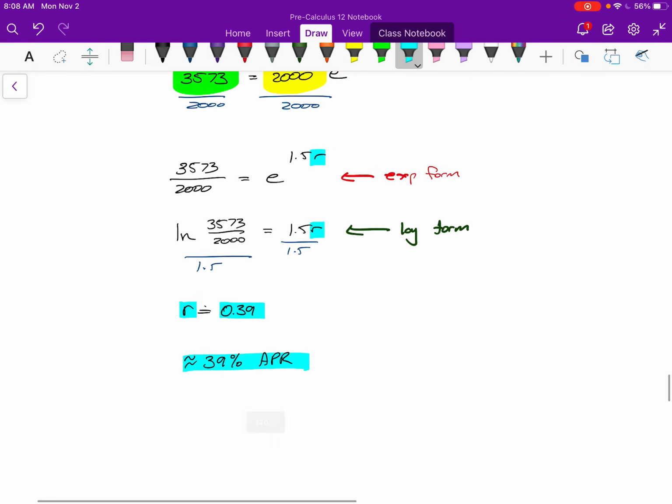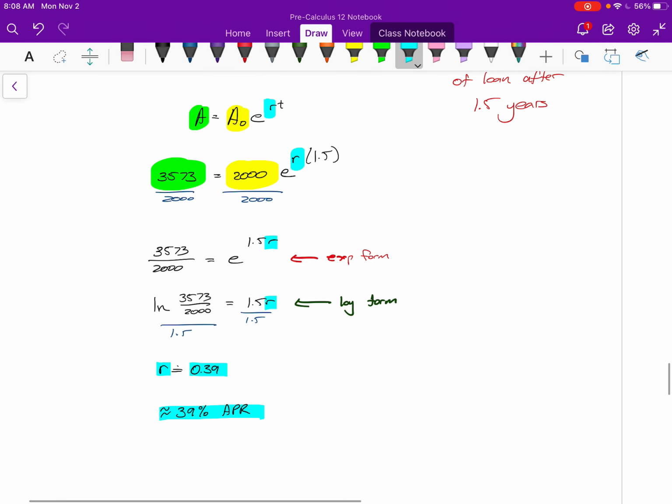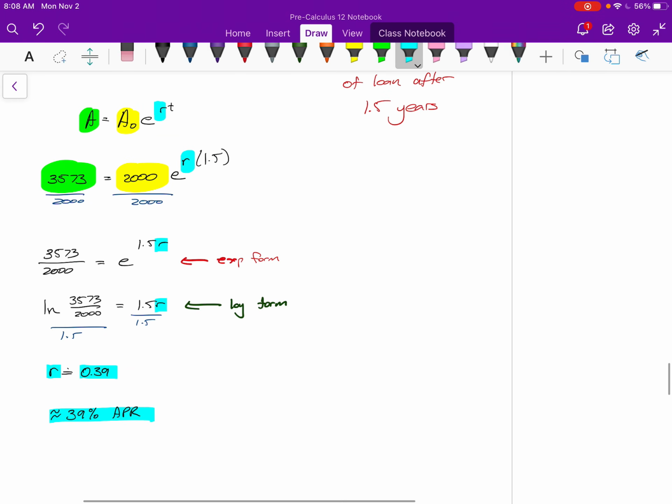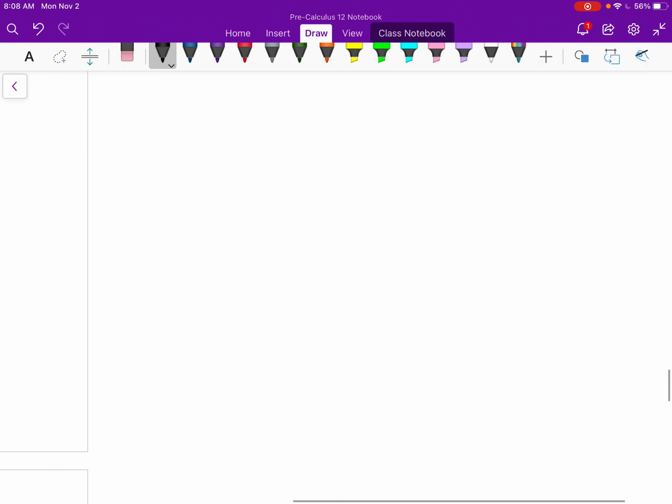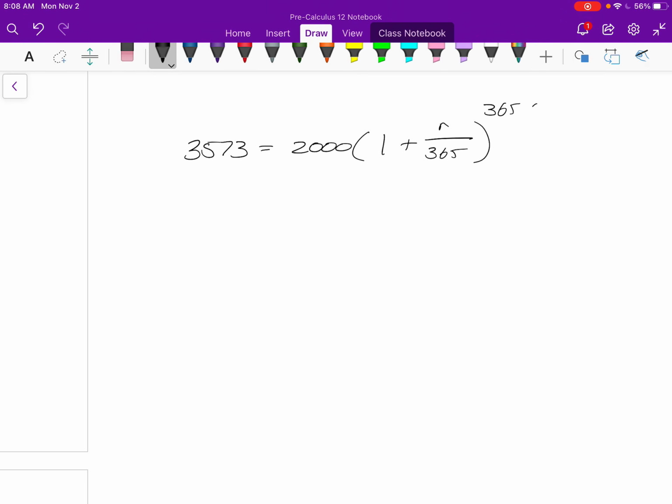And before I go on, if I was to solve this literally compounding daily, it would look something like this. My equation would start like, I'll put it over here. If I really was going to show this compounding daily, it would still be 3,573 equals 2,000 times 1 plus the interest rate, which I don't know, divided by 365, to the power of 365t. And t we know is 1.5 years.